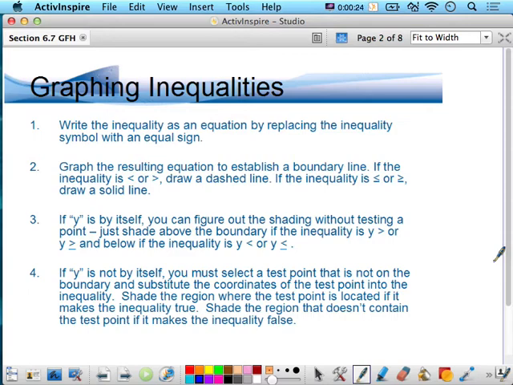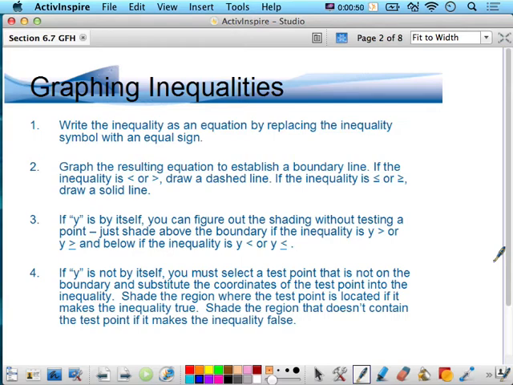To graph inequalities, first you write the inequality as an equation by replacing the inequality symbol with an equal sign. Graph the resulting equation to establish what we call a boundary line. If the inequality is strictly less than or strictly greater than, draw a dashed or dotted line. But if the inequality is less than or equal to or greater than or equal to, your boundary line should be solid.